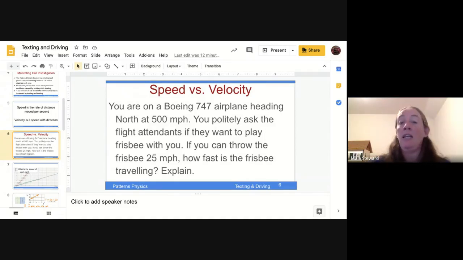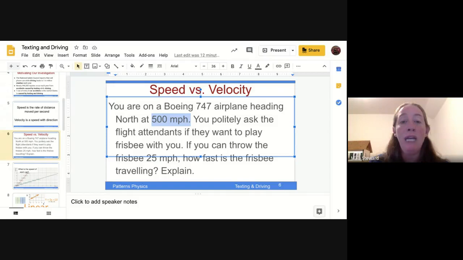So let's just say we're throwing it towards the front of the plane in the same direction. You would add these two numbers together. 500 miles an hour for the speed of the plane, 25 miles an hour for the speed of the frisbee. That's a seriously fast frisbee. Don't let that hit you in the face. So in actuality, that frisbee is traveling at 525 miles an hour because you add the two together if they're going in the same direction. You would subtract them from one another, so you'd say 475 miles an hour if the frisbee was traveling in the opposite direction of the plane.